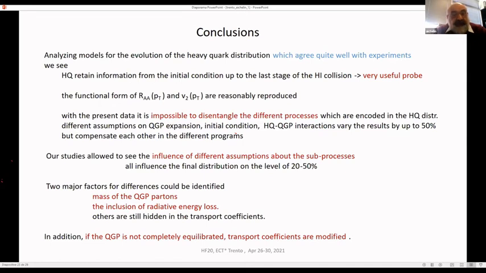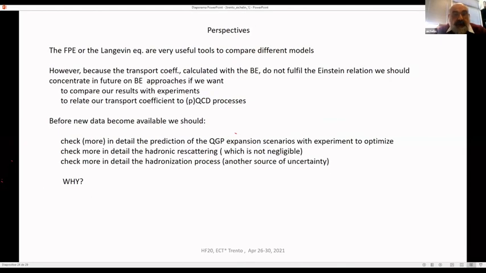We have already identified some of the reasons for this. This is the mass of the partons, and that is the inclusion of radiative energy loss. Others are still not identified and are hidden in these transport coefficients, which we compared in this situation. Now, we know in addition that the quark-gluon plasma is not completely equilibrated. We have high PT particles, which are not described by hydrodynamical calculations, and there the transport coefficients may be modified, as has also been shown in the framework of this comparison.